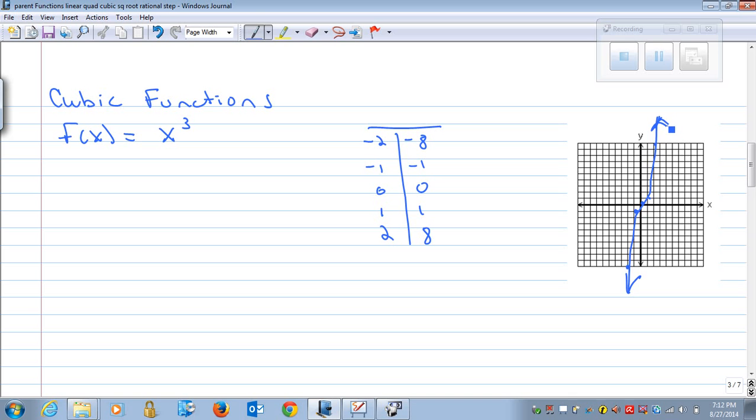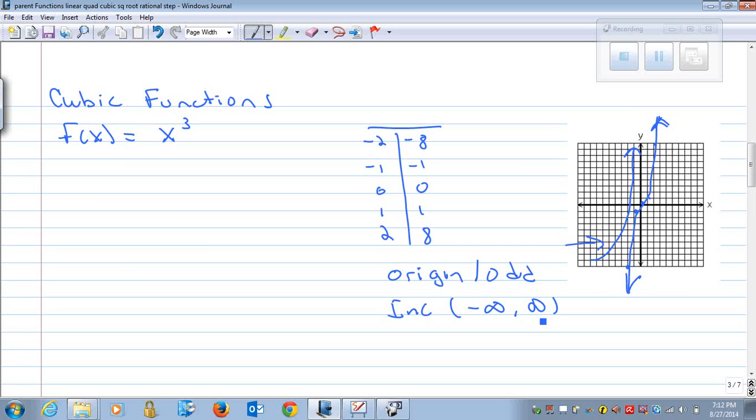All right, let's take note of a few attributes of our cubic graph. This cubic graph has origin symmetry. Therefore, it's an odd function. Also, it's a cubic, so 3 is an odd number. When you move from left to right, the function continues to increase. So as you move from left to right, the function is moving upward. So it increases on the interval from negative to positive infinity. I think that's about all we know.